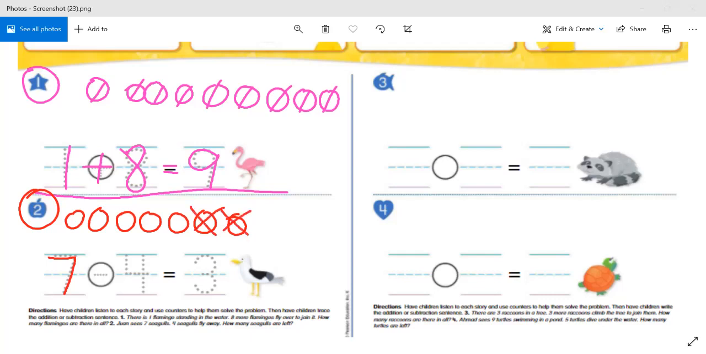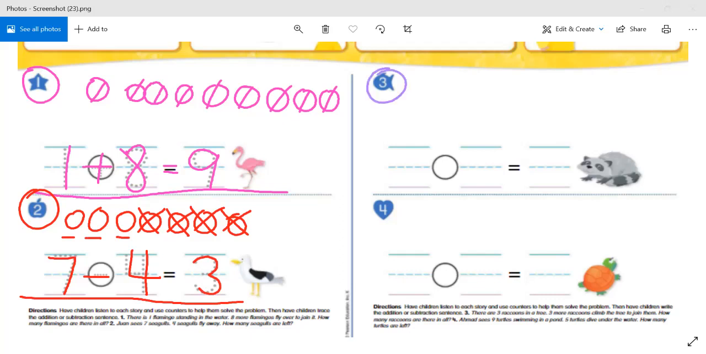1, 2, 3, 4. So we put 4 here, and it's takeaway. So we write our minus sign. 7 minus 4 equals, how many are left? 1, 2, 3. So we write down 3. This is a subtraction sentence. 7 minus 4 equals 3.